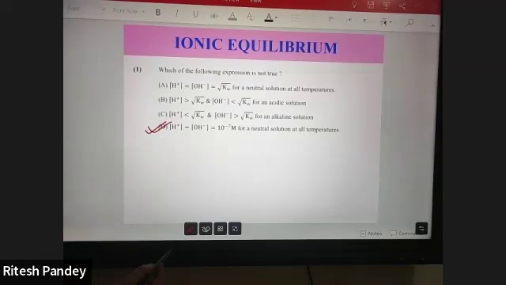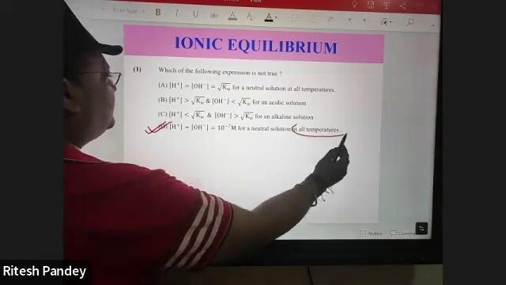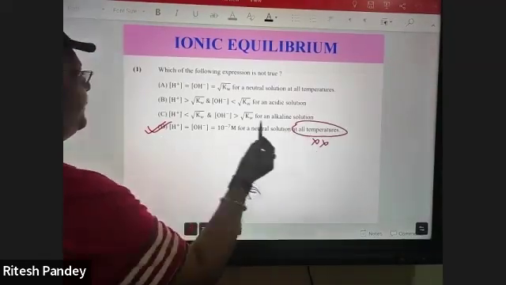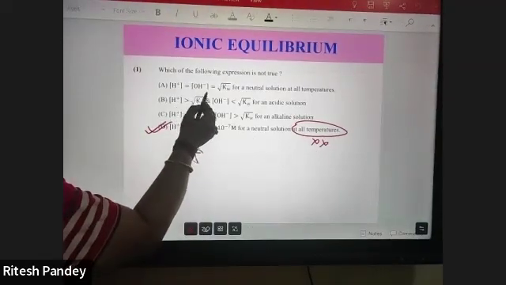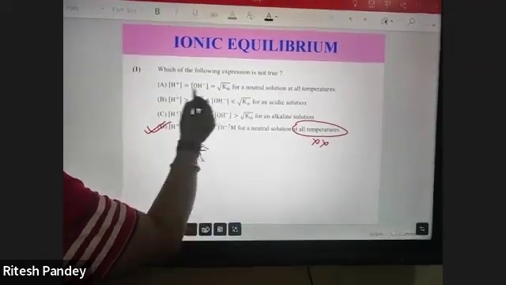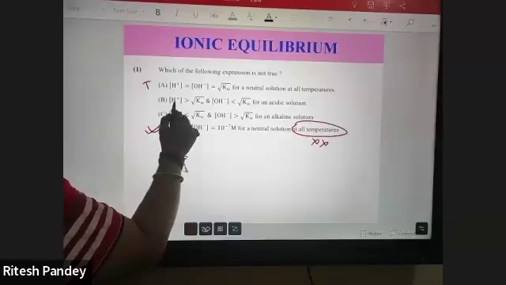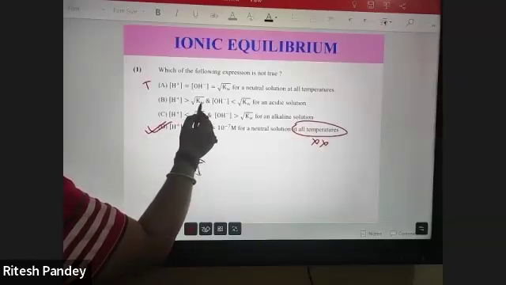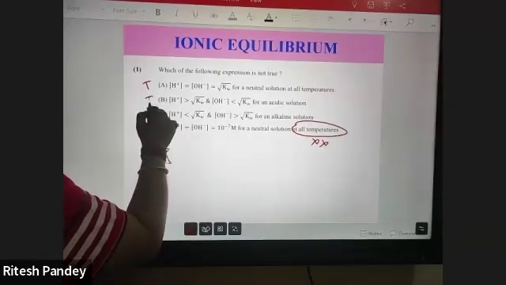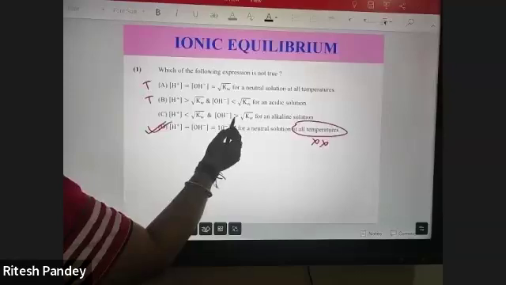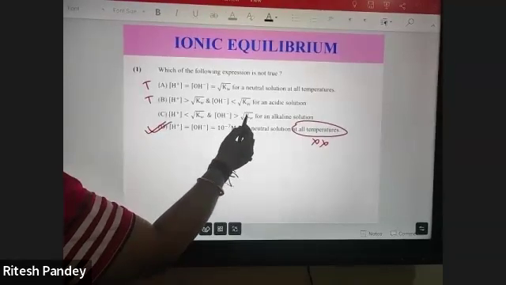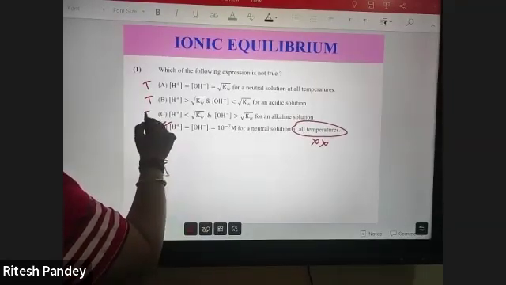Sir, it is not true for all temperatures. It is only true for... Naturally, this is not true. See, other than that, H plus equal to OH minus equal to root KW for a neutral solution is true. H plus more than OH minus and more than root KW for an acidic solution is true. H plus less and OH minus more than the respective KW value for an alkaline solution is true.